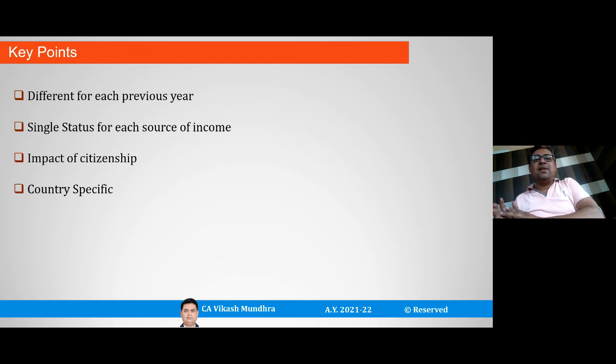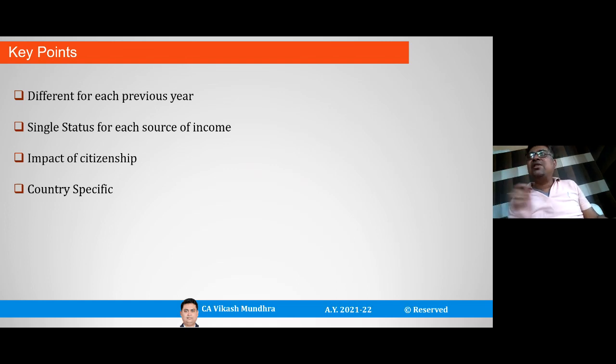Before going through the provisions, we need to understand these key points. Residential status may vary from year to year. That means if an individual is said to be a resident in India in previous year 2019-20, he may be non-resident in previous year 2020-21, and he may again be resident in India for previous year 2021-22. That means you need to determine residential status of a person for each and every previous year.